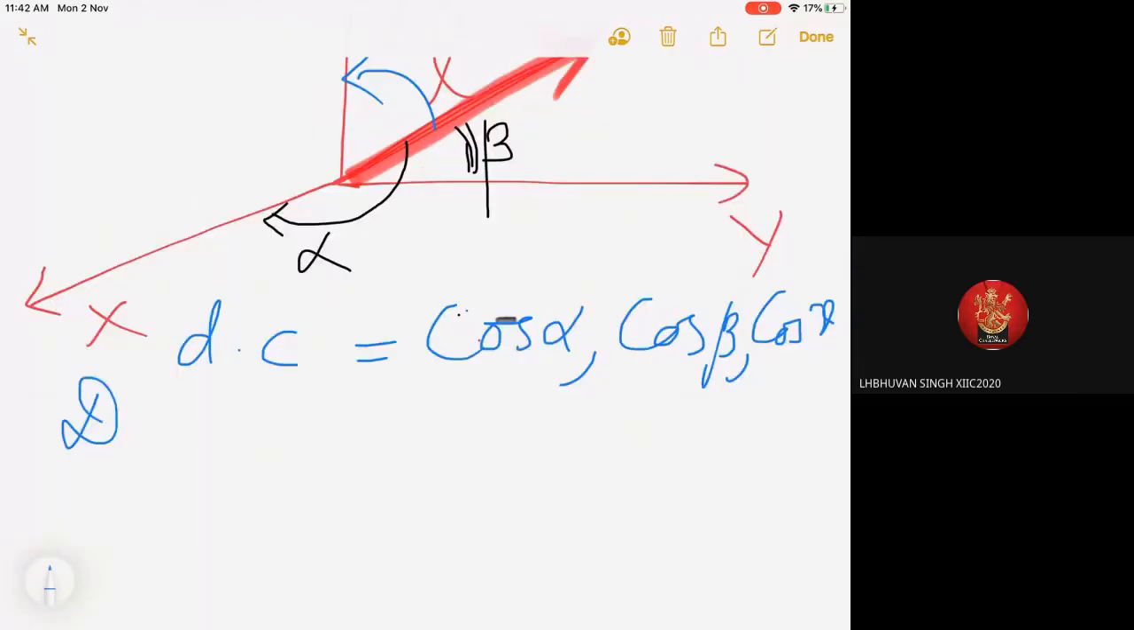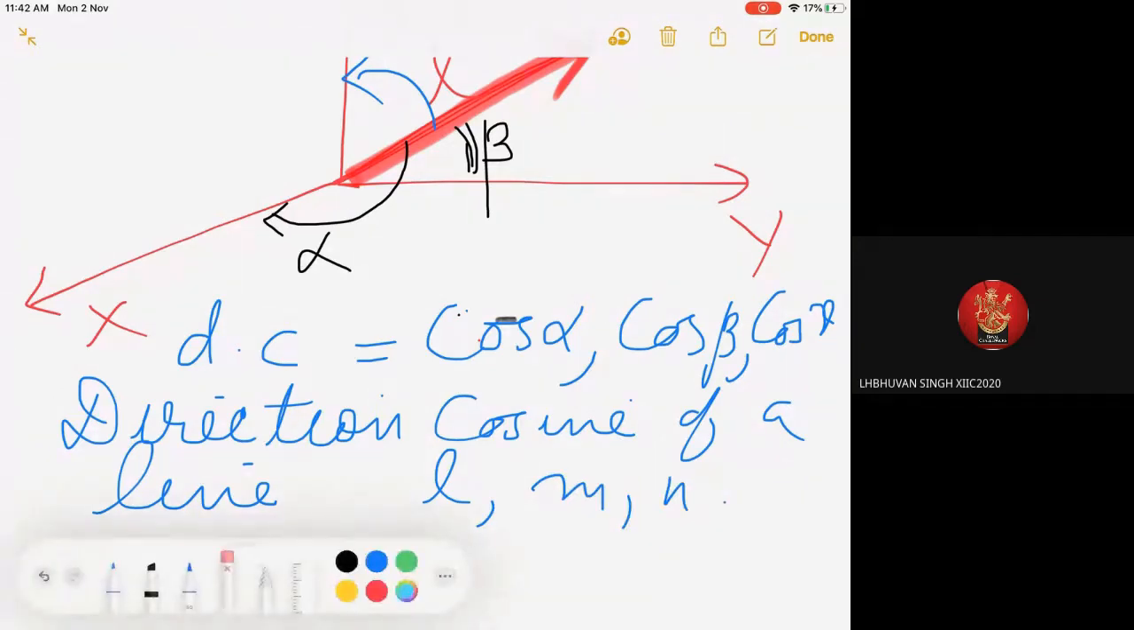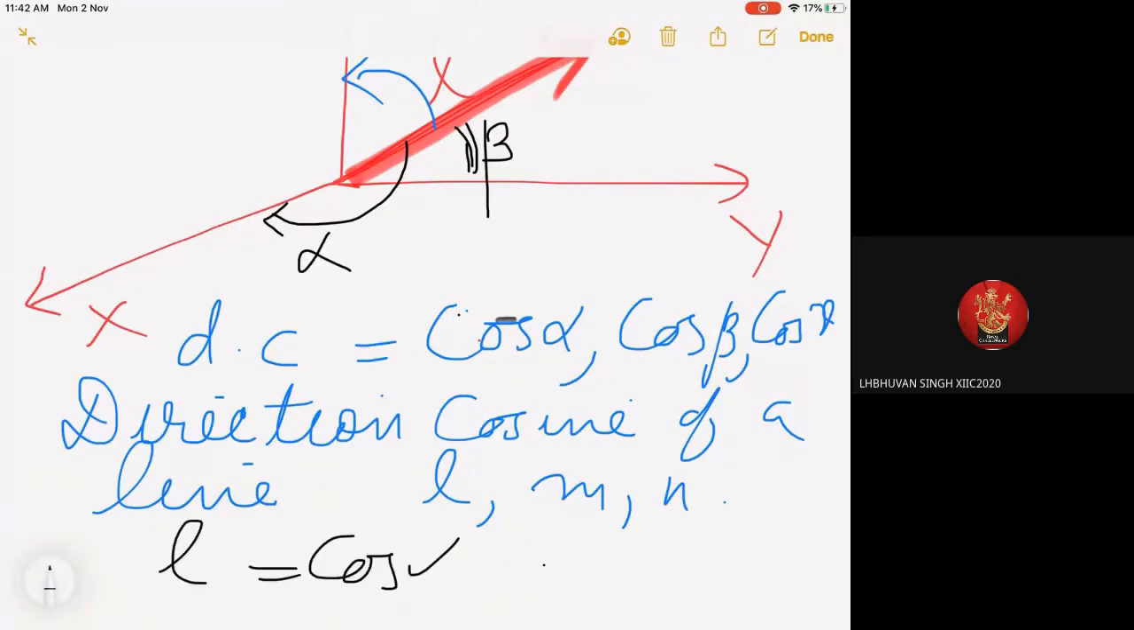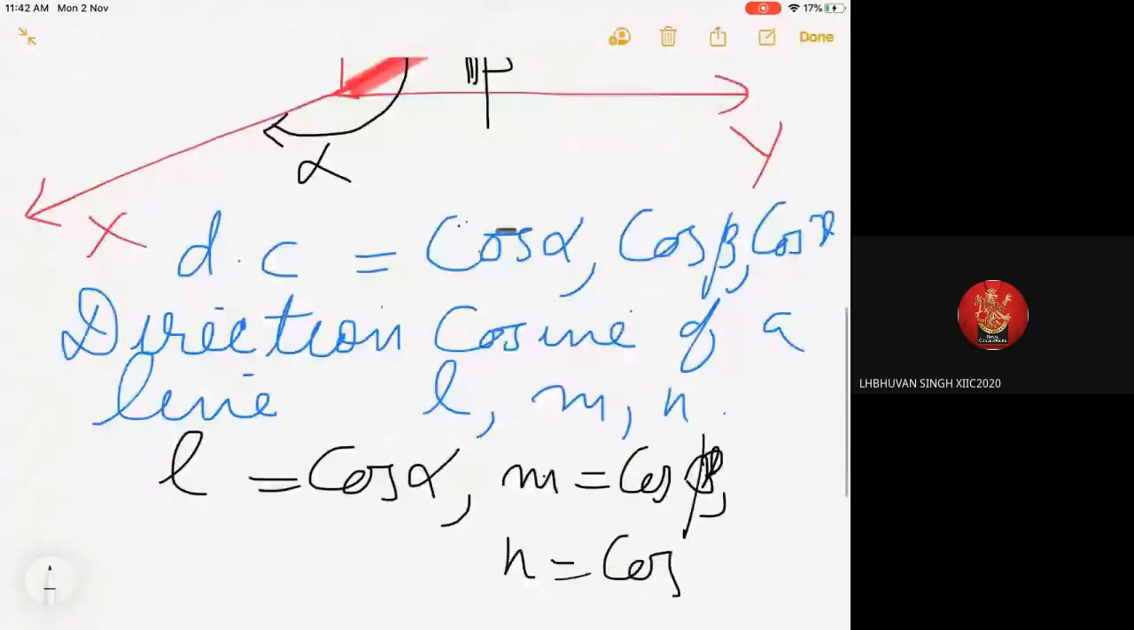So direction cosine of a line, denoted by l, m, n, is defined as l equal to cos alpha, m equal to cos beta, and n equal to cos gamma. Okay, children. So this we have already discussed when I started that vector algebra.